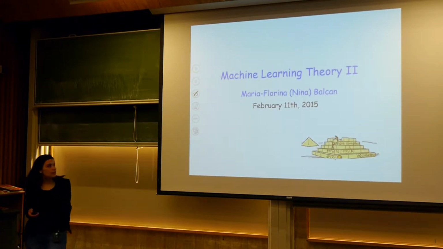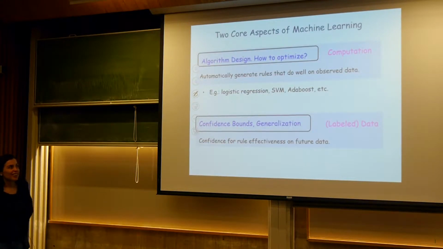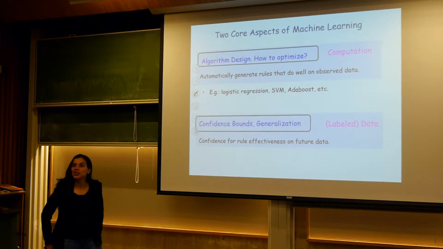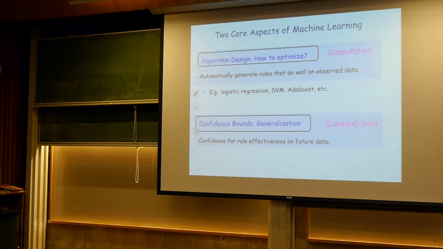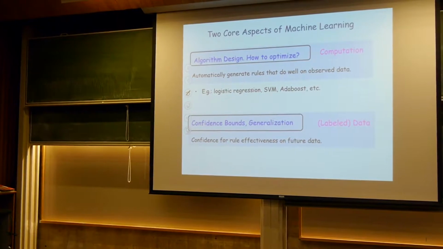So we've already seen several times in the course that the two key questions that we care about in supervised machine learning are, first, the algorithm design question: how can we design computationally efficient algorithms that do well over the training set? So this is question number 1.